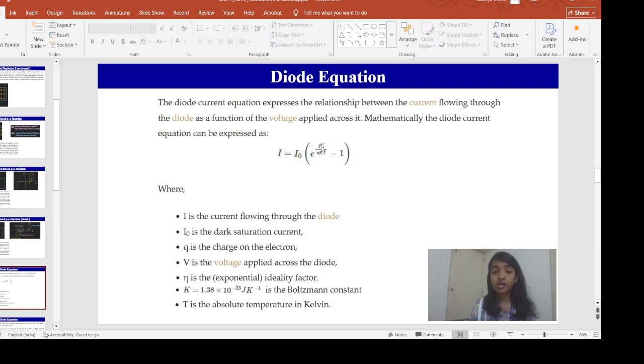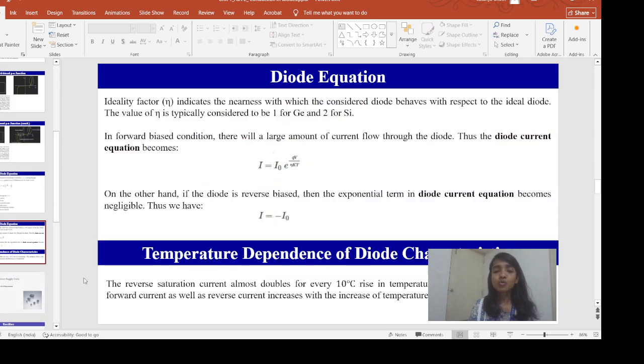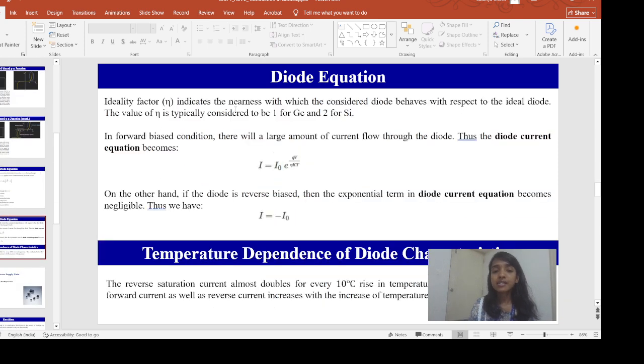Capital V is the voltage applied across the diode. Eta is the ideality factor. K is the Boltzmann constant, and the value is 1.38 into 10 to the power minus 23 joule per Kelvin. And capital T is the absolute temperature. And this eta tells you how near the considered diode behaves with respect to the ideal diode. Okay. Now, in the forward bias condition, what happens?